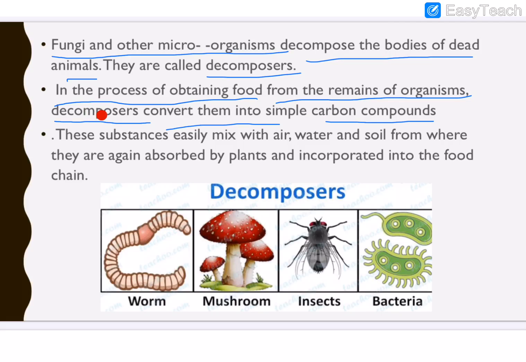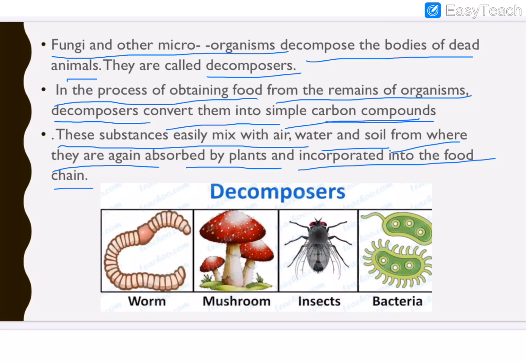So what is happening in the decomposition process? Decomposers convert them into simple carbon compounds. What do they convert? The dead remains of organisms. These substances easily mix with water, air and soil, from where they are again absorbed by plants and incorporated into the food chain.